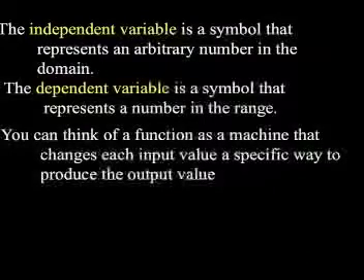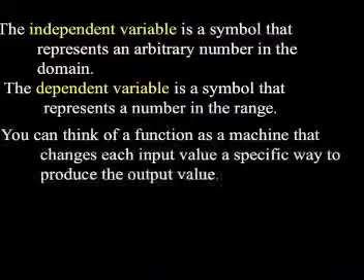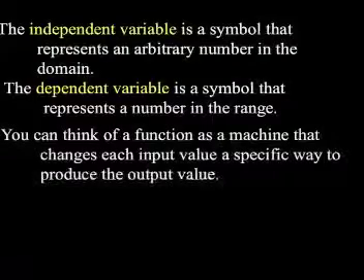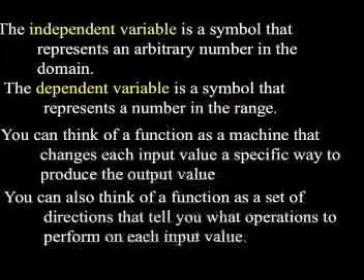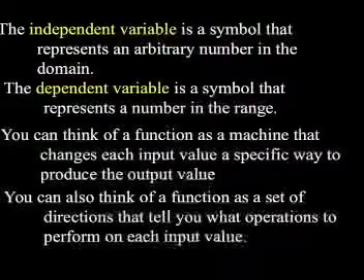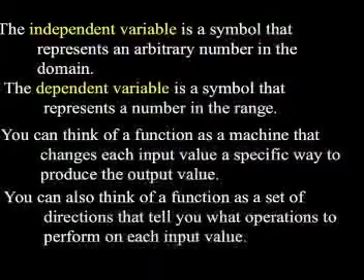Many times functions are hard to understand, but one way that we can think of functions is that they are a machine, like a function machine, and it changes each input value in a specific way to produce the output value. That's one way of thinking about it. The machine always does the same thing, and then depending on what you put into it, you get something different out. Another way of thinking about it is that a function is a set of directions that tell you what mathematical operations to perform on an input value. And then, of course, depending on what input value you put in, we'll get a different output value out of that set of directions.